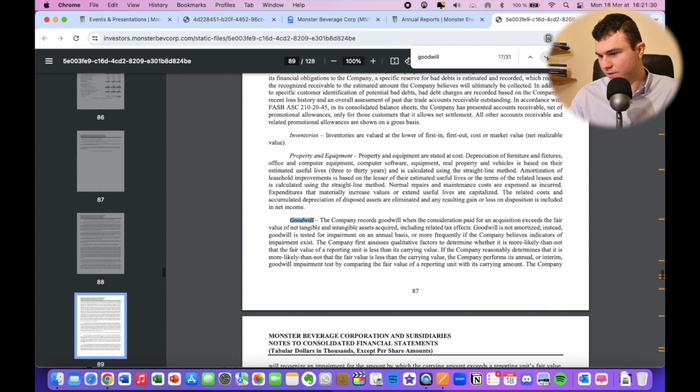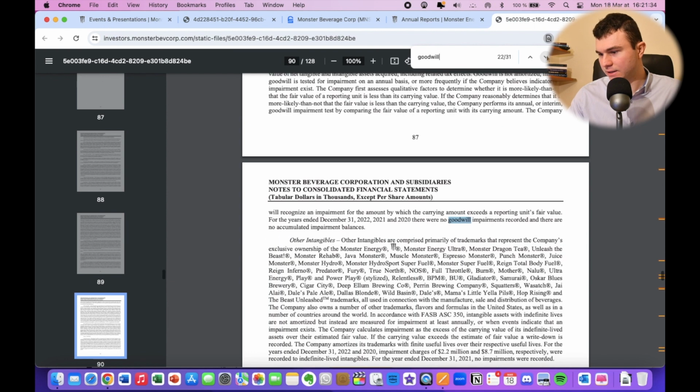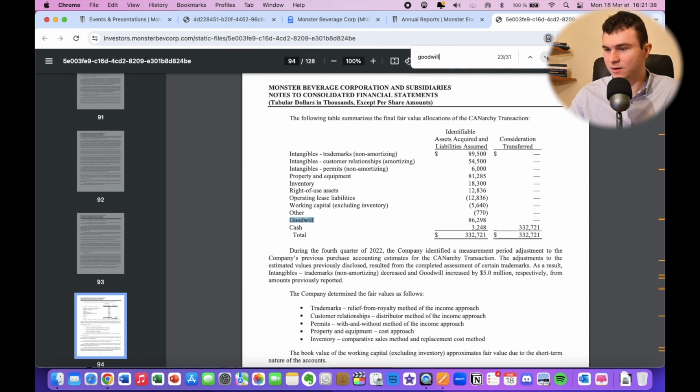What do we have here? Goodwill. Okay, that's again the definition. You can get lost quite easily when you look at an annual report. There are 130 pages for this one.